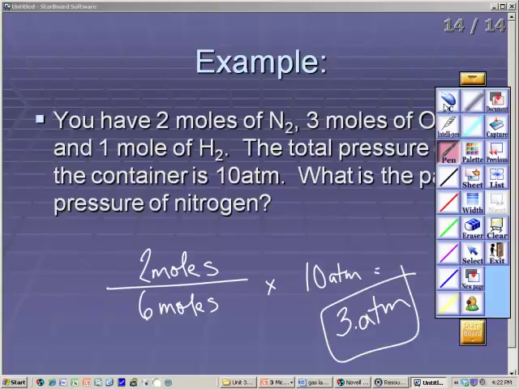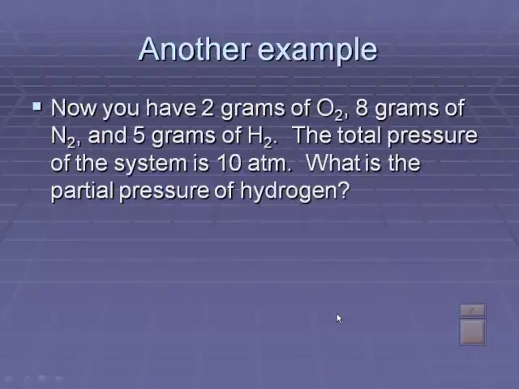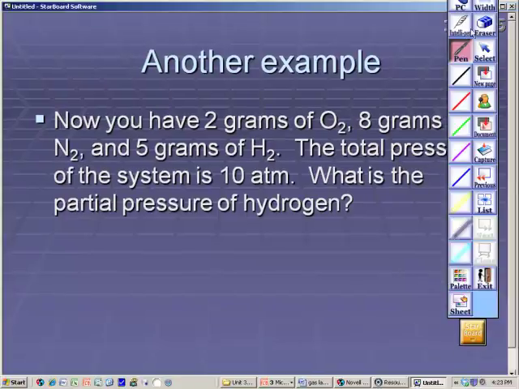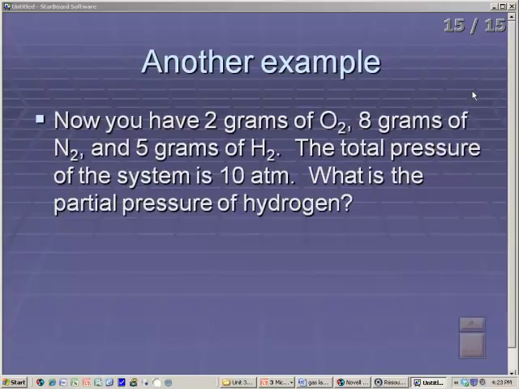Alright, so there is one example of the partial pressures, but now watch this. If you're given the mass of all of the different gases inside of the container, you still need to convert those masses into moles, because it's all about the mole ratio. So in this particular example, it says now you've got 2 grams of oxygen, 8 grams of nitrogen, and 5 grams of hydrogen. We're assuming ideal conditions here, okay? So I just want to make sure that's clear. It says the total pressure of the system is 10 atmospheres. What is the partial pressure of hydrogen?